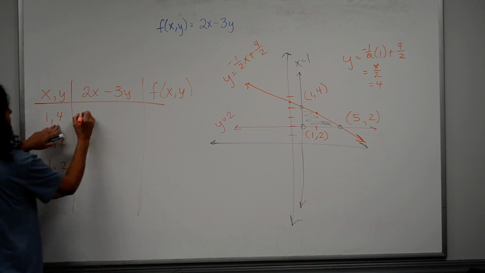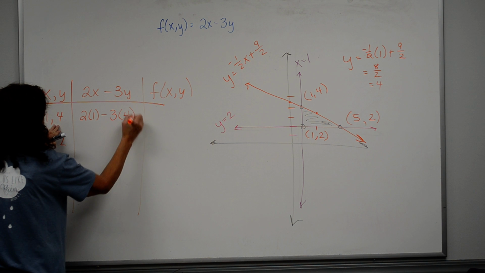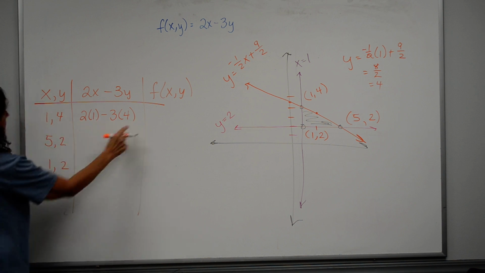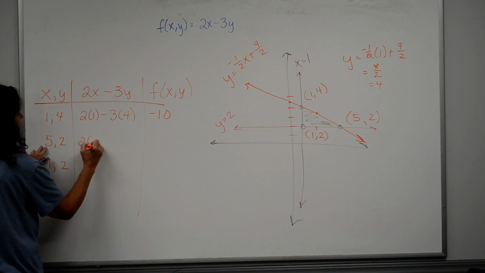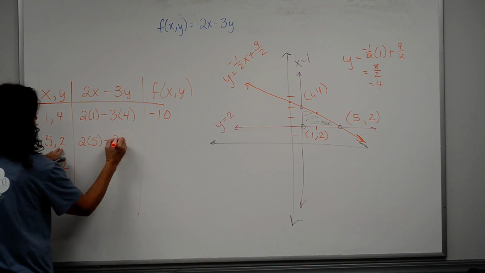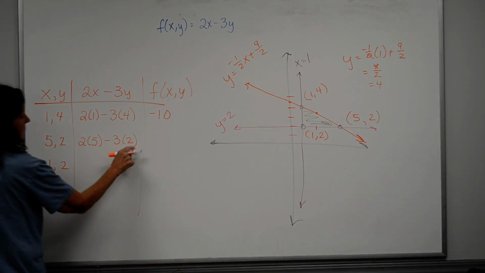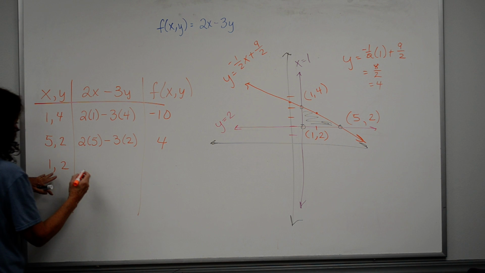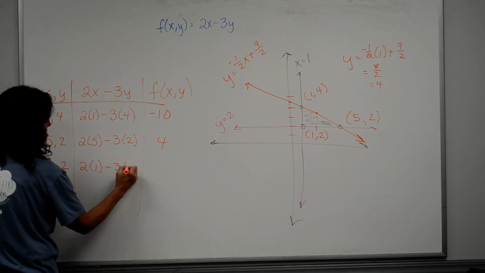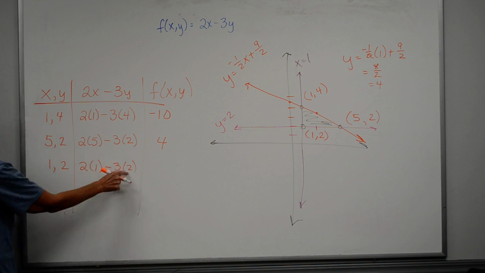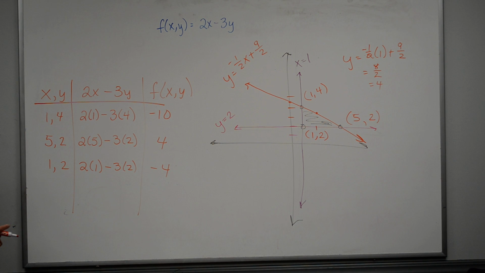All right, so I just plug them in. 2 times 1 minus 3 times 4. 2 minus 12 is a negative 10. And then I have 2 times 5 minus 3 times 2. And so I have 10 minus 6, which is 4. And then I have 2 times 1 minus 3 times 2, which is 2 minus 6, which is a negative 4, right? So far so good?